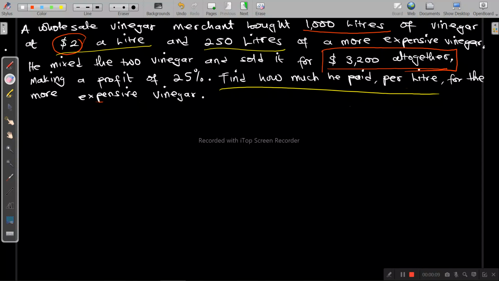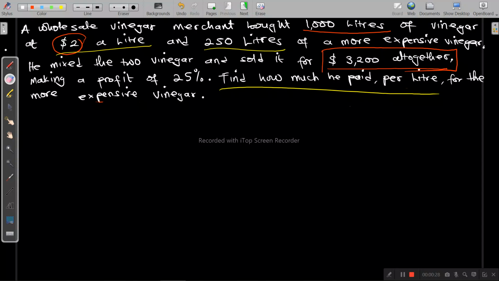Okay, so in this lesson, what we are going to do is go through word problems. Another word for them is arithmetic problems, and this particular lesson is dedicated to word problems involving profits. All right, so let's start.